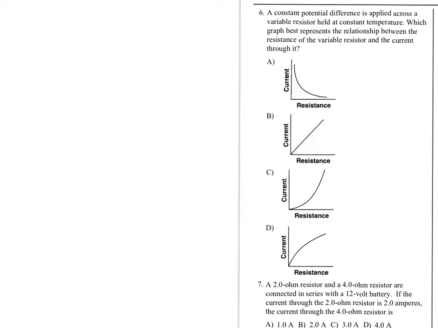Okay, so number 6 is kind of tricky. We have a constant V applied across a variable resistor. Variable meaning it's not a constant resistance, so we're going to see some curviness to our graph. Hint, hint, curvy. Which graph best represents the relationship between the resistance of the variable resistor and the current running through it? If resistance goes up, what happens to our current? It should go down. So we're seeing a curvy graph with a decreasing slope.